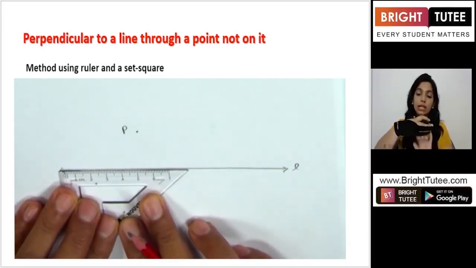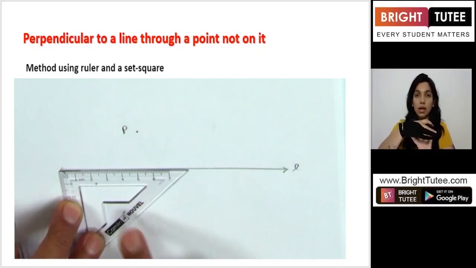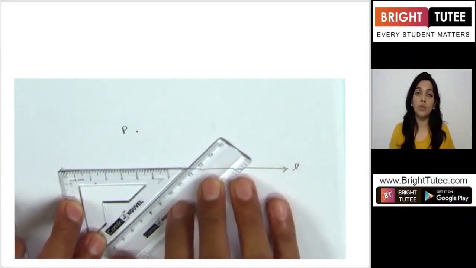So if this is the line, you place the set square just under this line. Okay. So this is how you put this set square. Make sure that if the point P is above the line, you place the set square below it. If the point P is below the line, you place the set square above the line. Okay.